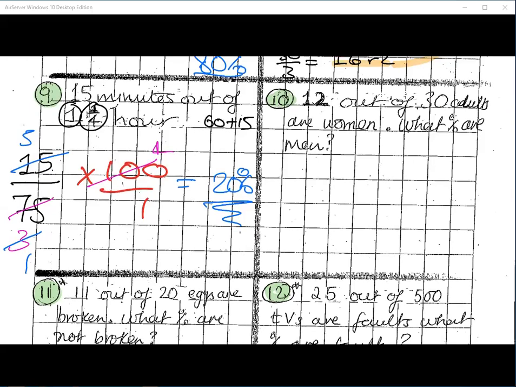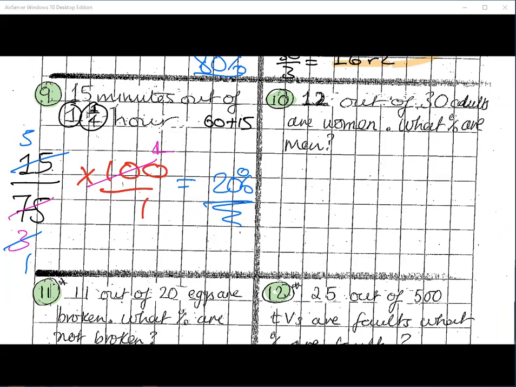Question number 9, Minal is asking me, how do we do this question? We have minutes and it's talking about hours. So 15 minutes out of 1 1/4 hours. So we've got to turn the 1 1/4 hours into minutes. We can't have a minute question over an hour question. It won't work. So everything has to be minutes.